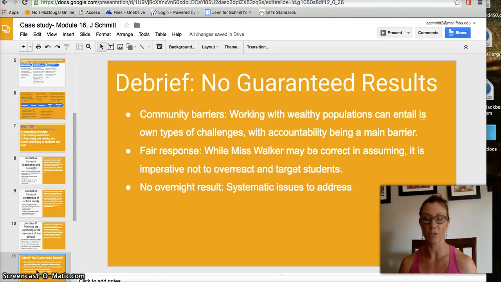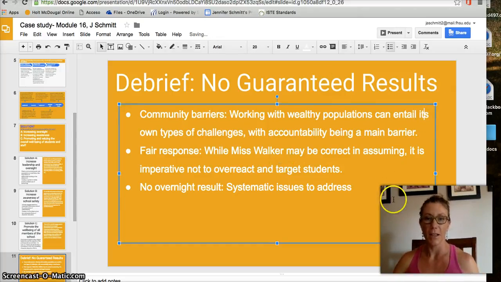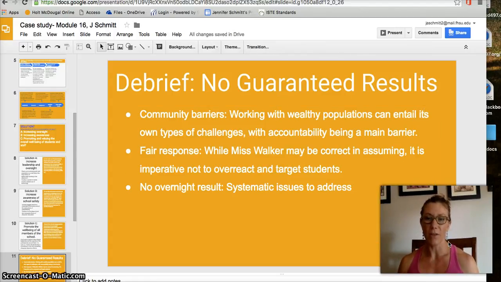And with increasing changes in how we communicate here in the 21st century, school officials always find themselves on guard and always find their school environments facing new types of challenges every year. But I first thought about the community barriers, and working with wealthy populations, that those populations can entail its own type of challenges. And sometimes the accountability in terms of ethical behavior and character, accountability in that realm of the school, not accountability in schoolwork, but in being a good person, is a main barrier. Questioning the integrity of kids can sometimes be challenging in wealthy settings.